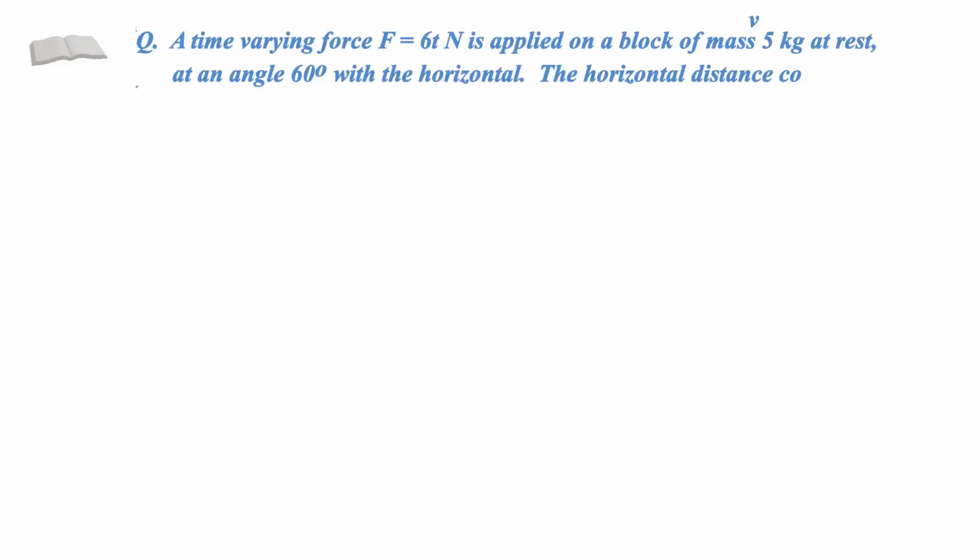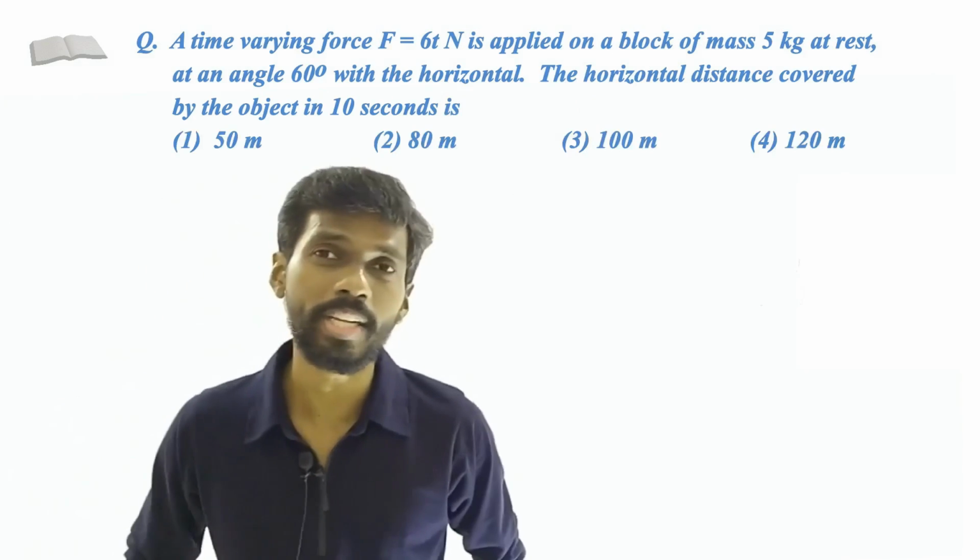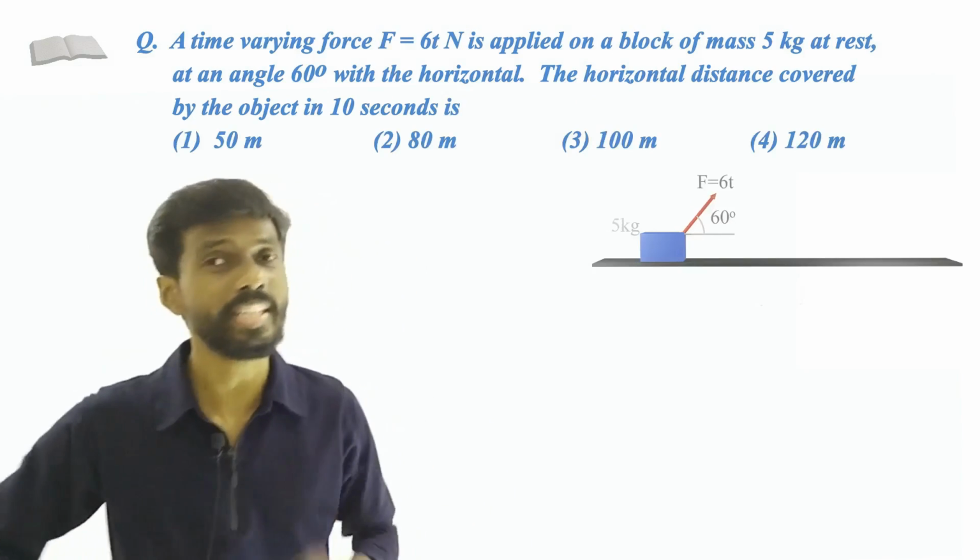A time varying force F equal to 60t Newton is applied on a block of mass 5 kg at rest at an angle of 60 degrees with the horizontal. The horizontal distance covered by the object in 10 seconds is? Here a force is applied on the object, so there will be an acceleration. We have to find the displacement.